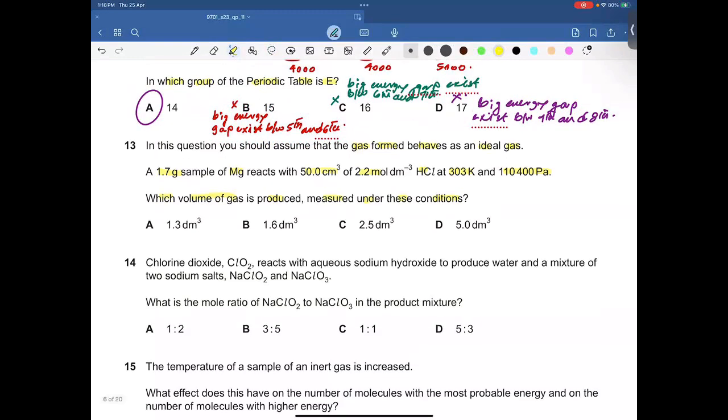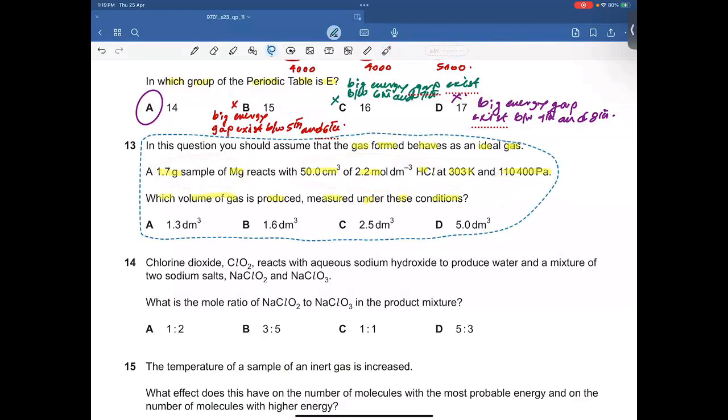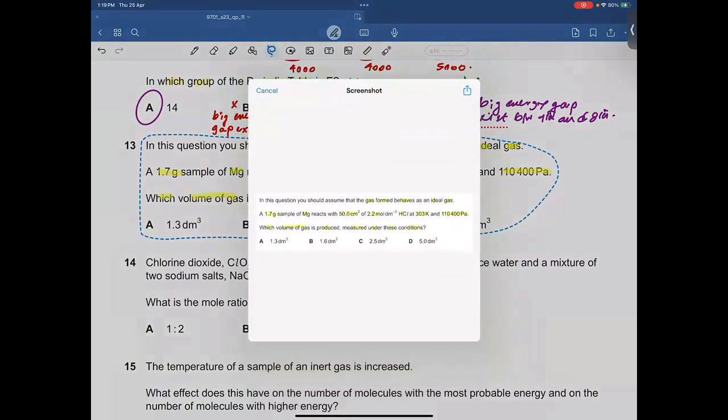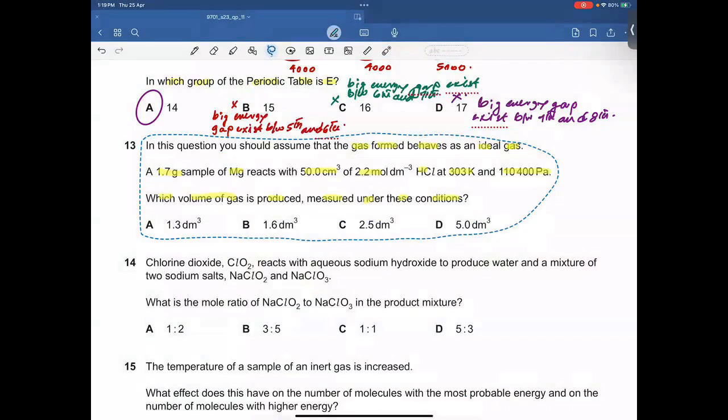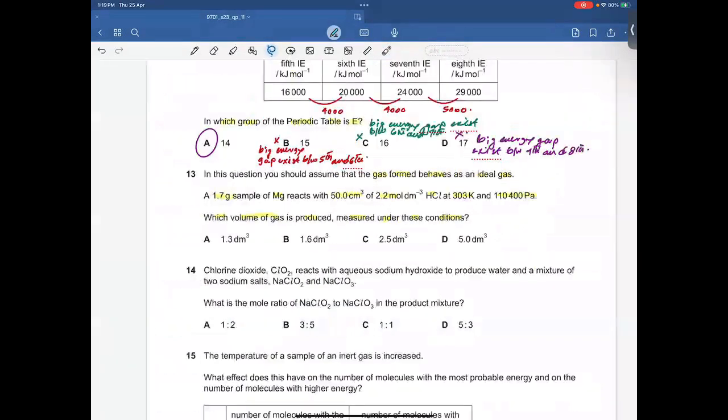First of all, we need to find the moles of magnesium, then the moles of HCl, then the limiting reactant. Once we find the limiting reactant, we need to find its moles, and that number of moles is going to be placed in PV equals nRT. Once we get the volume in meter cube, we have to convert it into dm cube. This must be a lot of calculation, which I can't cover in such a small space.